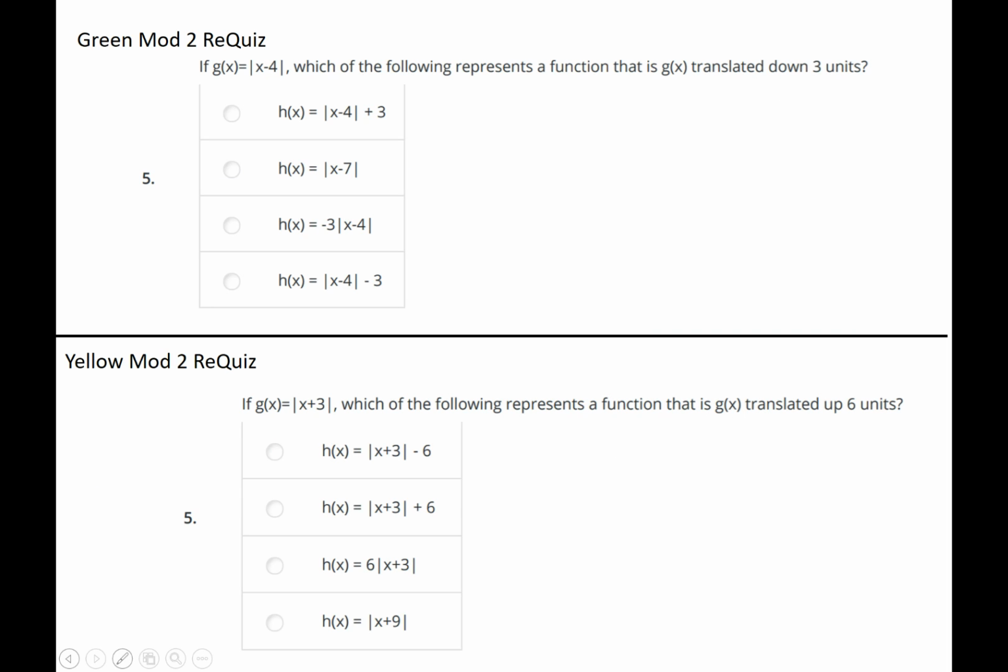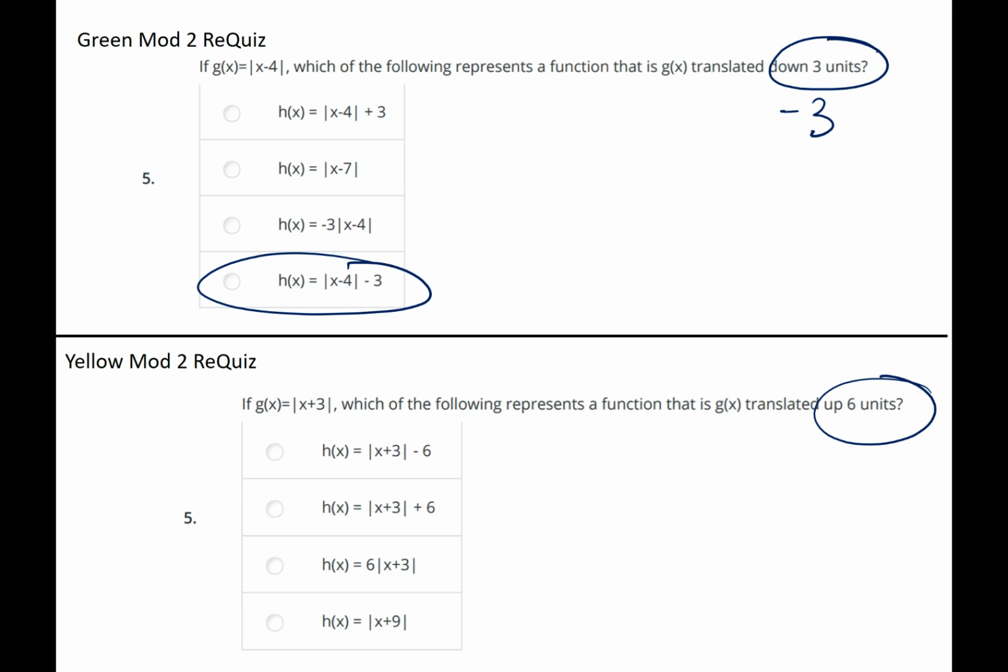All right. If g of x equals the absolute value of x minus 4 plus 3, which of the following represents a function that's translated down 3 units? Down 3 units is only going to affect the y value, so all you're going to have to do is find a -3 in the equation. So same function, -3 would be that one. This one says we have to go up 6, so that's going to be represented by the y value moving up 6, or +6. All I have to do is take the function and find the one that goes up 6.